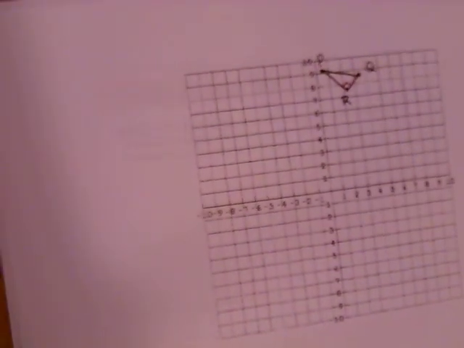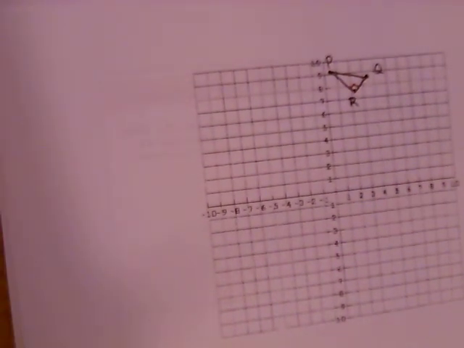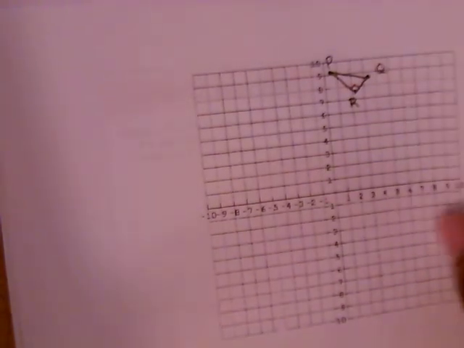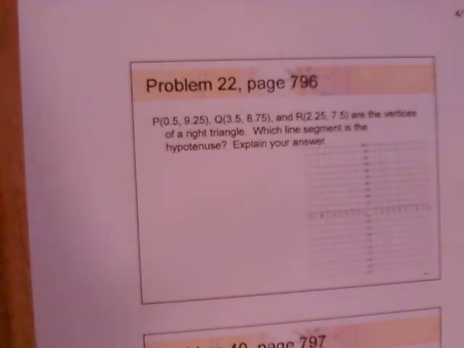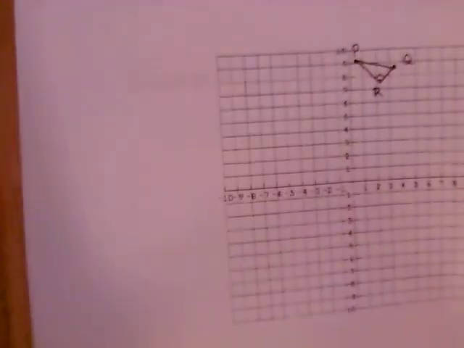And that's point R, by the way. So that's what that right triangle looks like. Now, which line segment is the hypotenuse, and explain your answer?